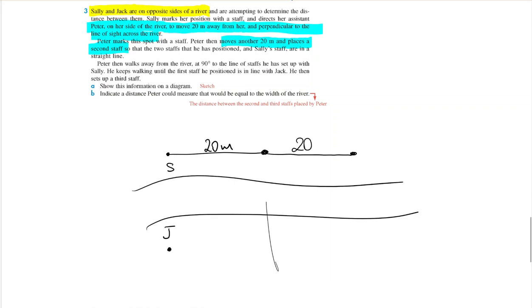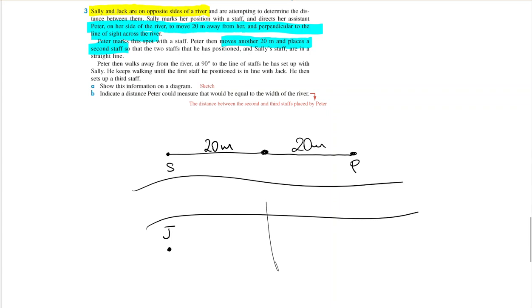20 meters. Are you with me? Very important that you focus. All right. So both his and Sally's line are on a straight line. We can see that they are on a straight line. No problem there. Peter then walks away from the river. So he's not going this way, that's towards the river. He's going the opposite way, right? He's going this way away from the river at 90 degrees to the line of staffs he has set up with Sally.